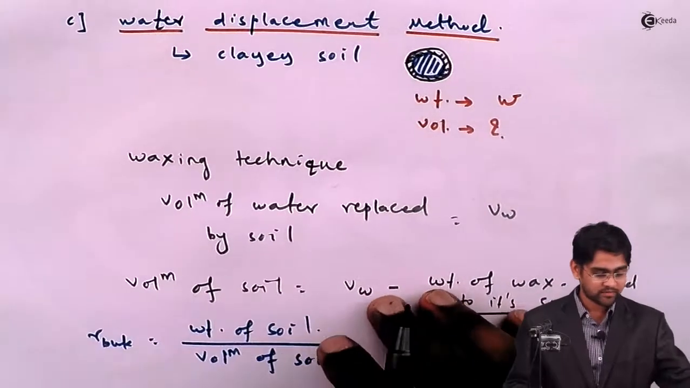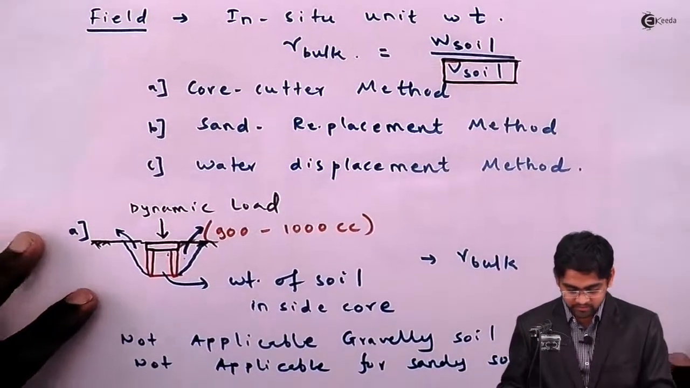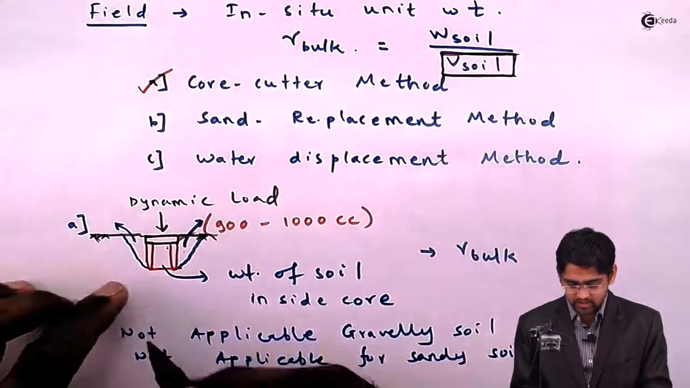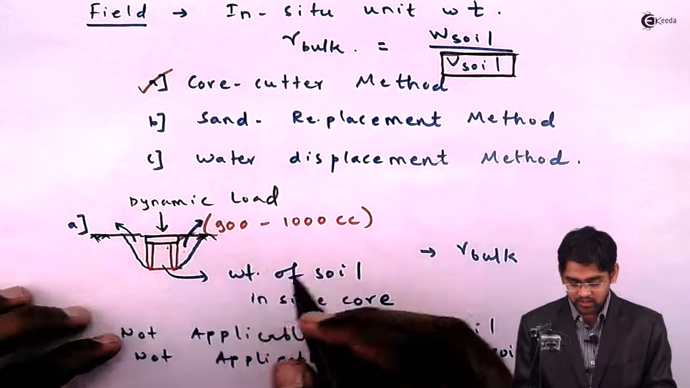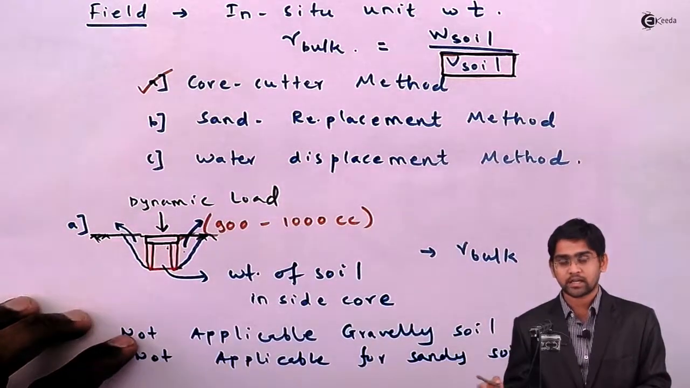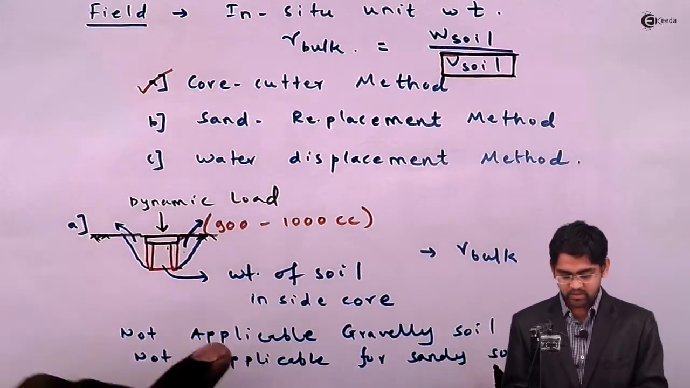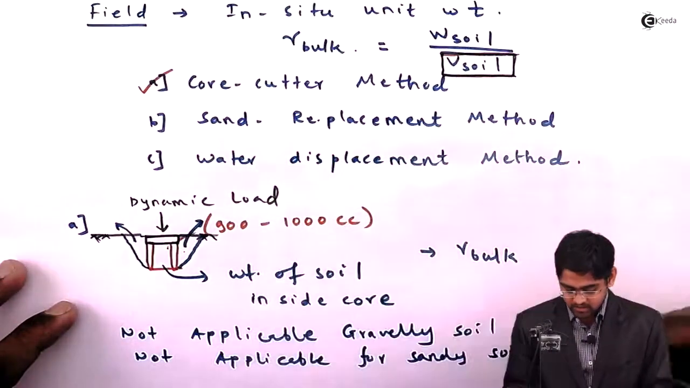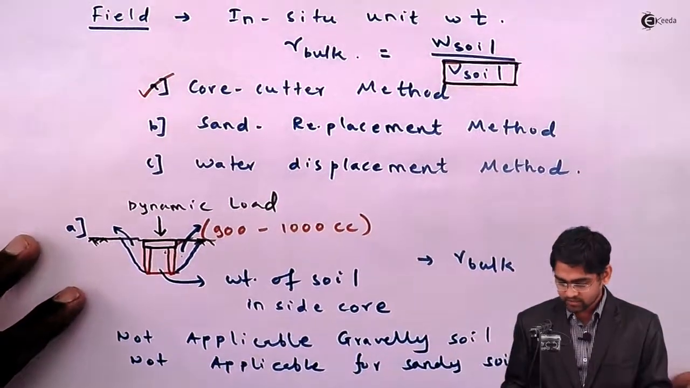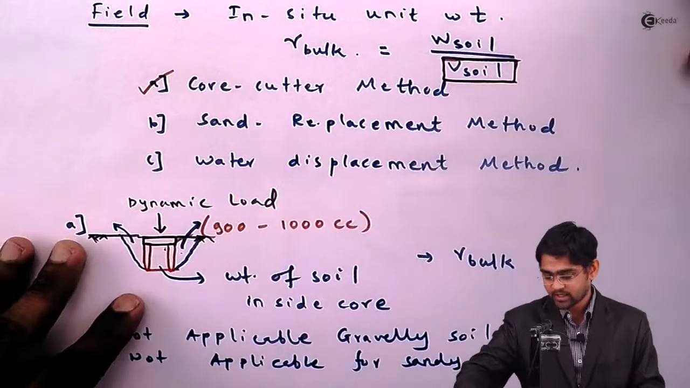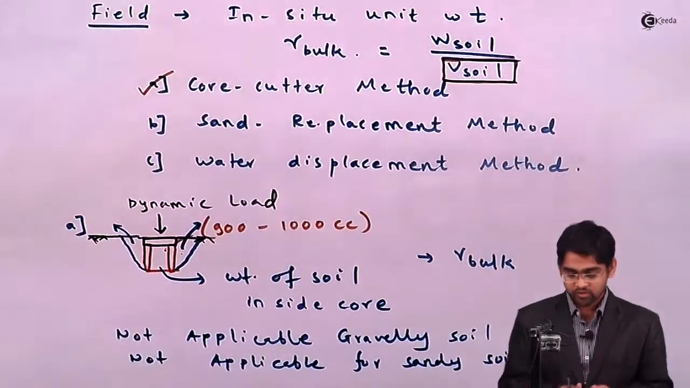These are the three different field methods to evaluate the in situ unit weight of the soil. We have just seen the core cutter method, in which you drive a core into the soil, collect the soil inside the core, take its weight and volume, and divide weight by volume to get the unit weight. But there is a limitation to this method: you cannot apply it to gravelly or purely sandy soil, because you cannot get a lump of soil inside a core.